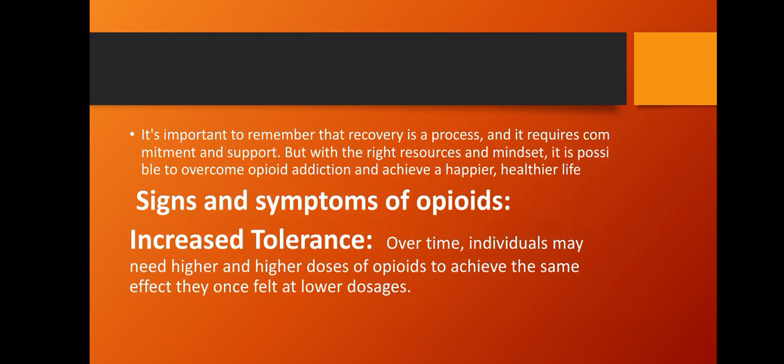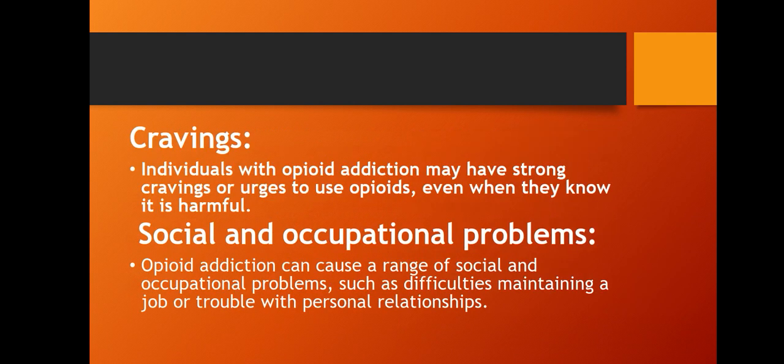Signs and symptoms of opioids: increased tolerance. Over time, individuals may need higher and higher doses of opioids to achieve the same effect they once felt at lower dosages. Cravings: individuals with opioid addiction may have strong cravings or urges to use opioids, even when they know it is harmful. Social and occupational problems: opioid addiction can cause a range of social and occupational problems, such as difficulties maintaining a job or trouble with personal relationships.